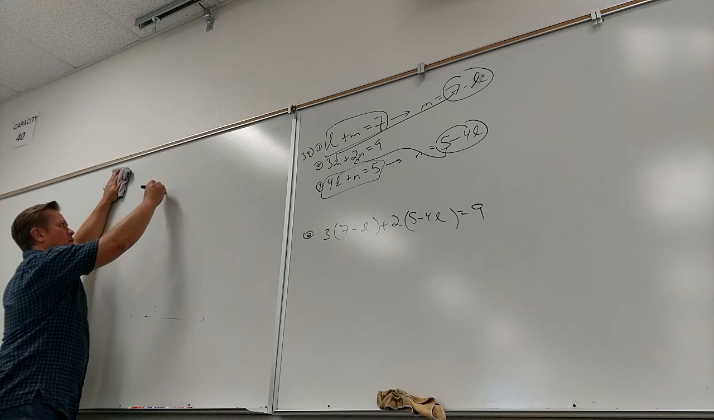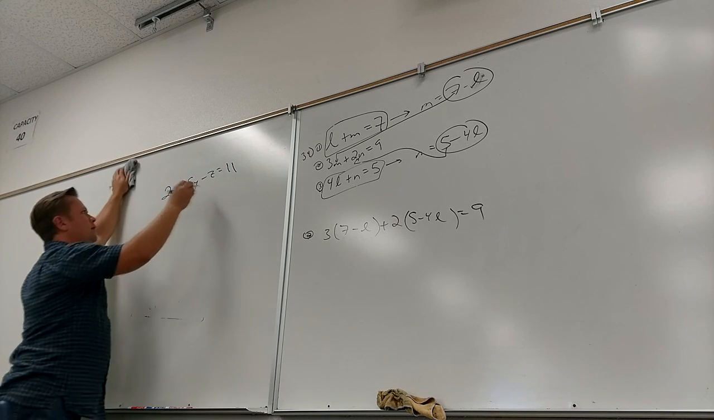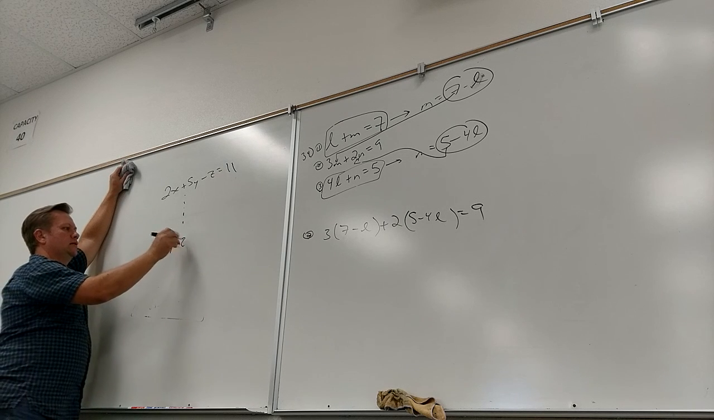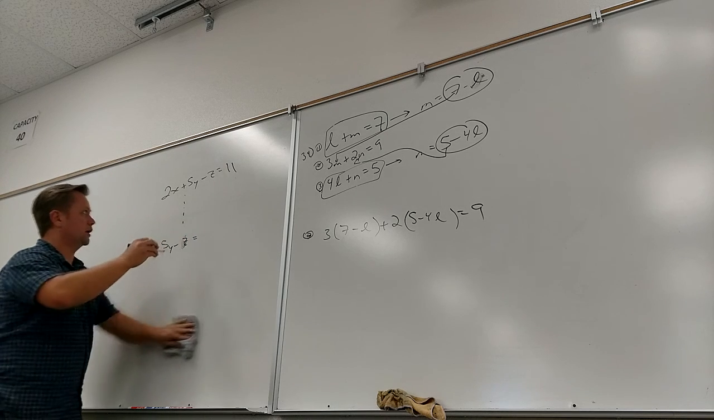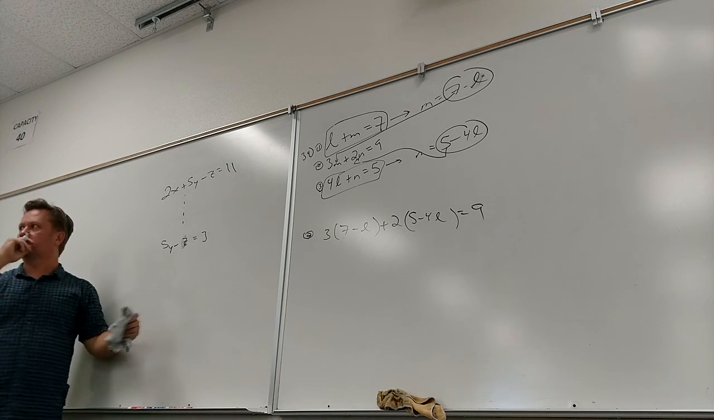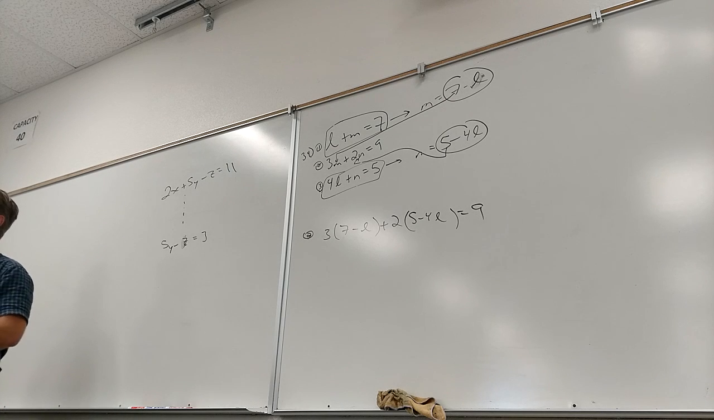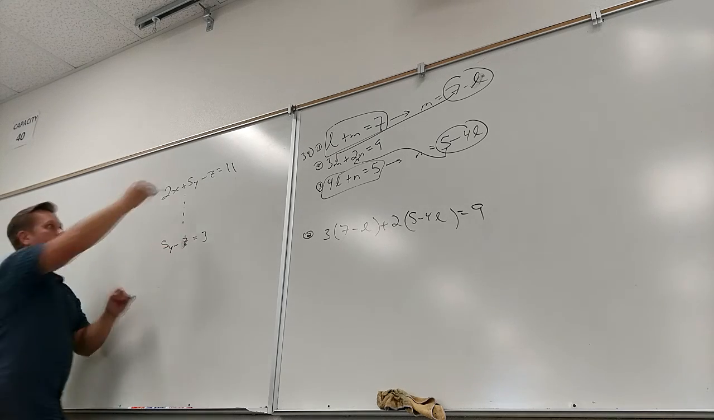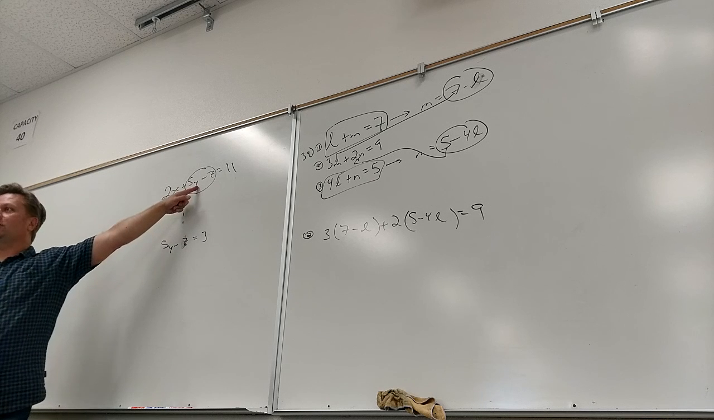Let's say I have an equation that looks like 2x plus 5y minus z equals 11. And then somewhere else I have an equation 5y minus z equals, I don't know, 3. So what is 5y minus z? It's 3. Do you see 5y minus z? So you could put a 3 in place of the whole thing.